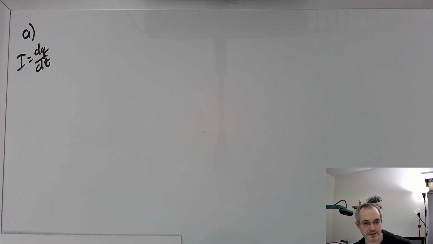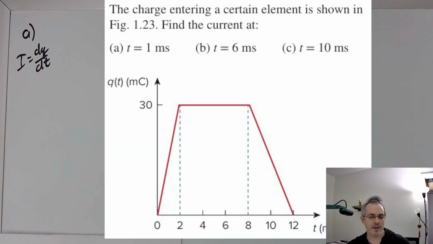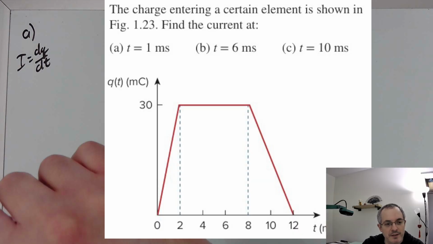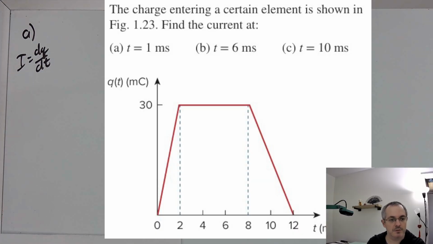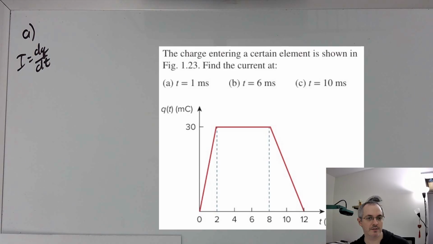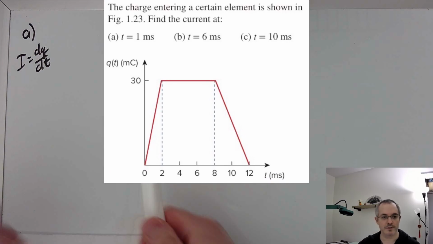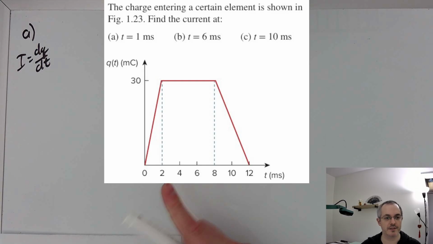All right, let's see if we can get that back up. So what is the current at 1 millisecond? Well, 1 millisecond, we're right there in between the 0 and the 2.